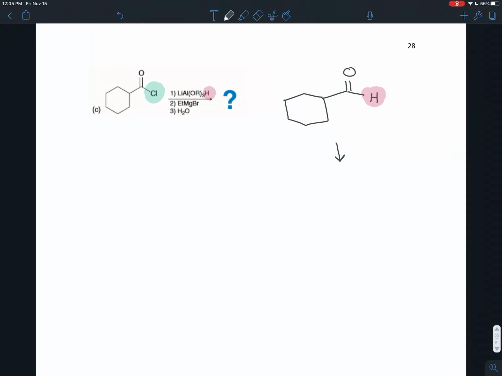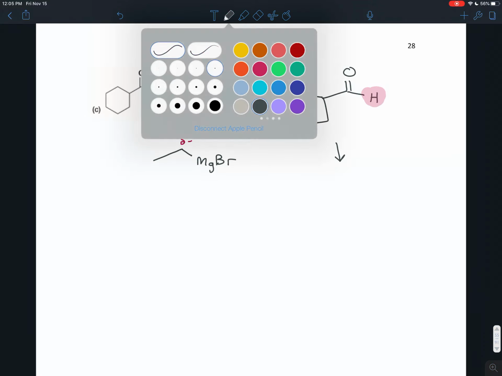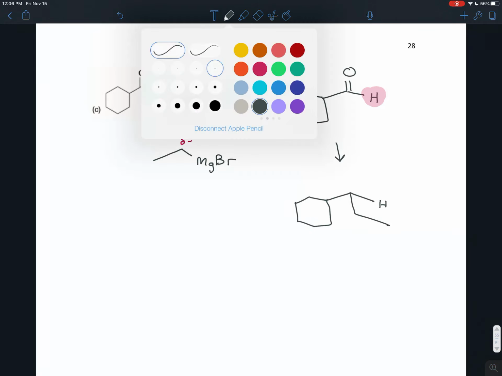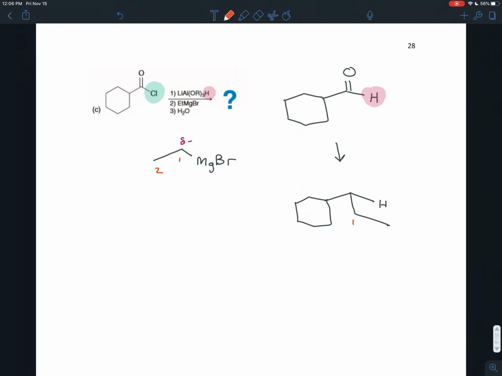We have an aldehyde. How does an aldehyde react with a Grignard reagent? And here, ethyl, that's CH3CH2, and then MgBr. Well, this is a carbon nucleophile. Our carbon here is going to attack the carbonyl. And so it'll attach there. So 1, 2, right? Those are our 2 carbons, and then you have the oxygen on top, which gets a hydrogen from water.